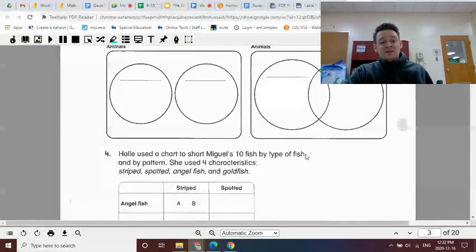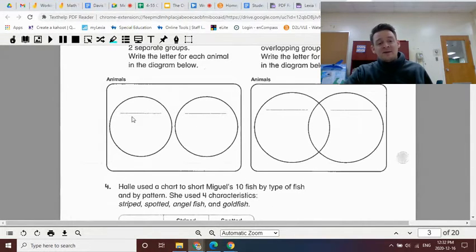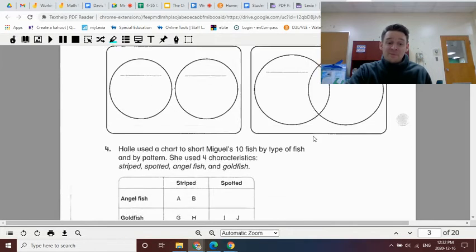Then you're going to create 2 Venn diagrams, but just heads up, in this Venn diagram, there is no overlapping space in the middle. So you want to pick rules where an animal is either going to be it or it's not. In this diagram, you need to choose rules that will result in some animals falling in the overlapping space. So think about that.